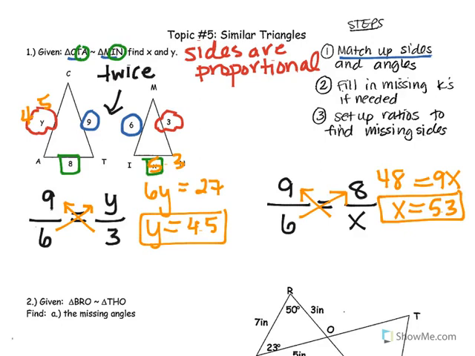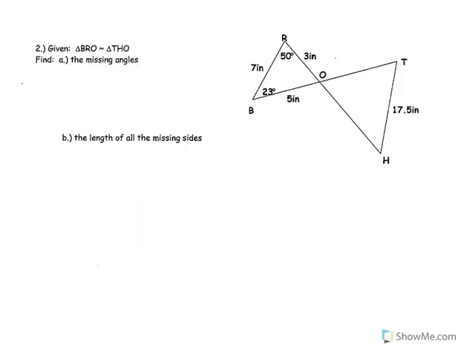Let's look at example 2. We'll work with the angles, and we'll practice with the sides one more time. In example 2, new set of triangles. Given triangle BRO is similar to triangle THO. Let's find the missing angles first. Now remember, corresponding angles are congruent. So what's very important is let's mark our diagram first. Angle B is going to go with angle T. So B and T are going to be congruent. Well, that means if B is 23, I now know that T is 23.